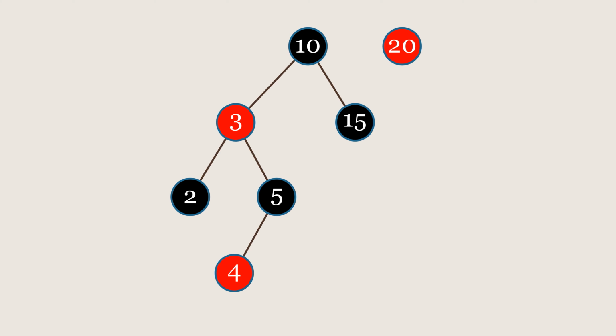Now, let's insert the node with the value 20. In this case, the parent node is black, which means there are no violations of the red-black tree properties. Therefore, no further action is needed, and the tree remains balanced.